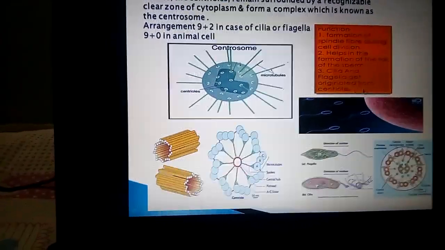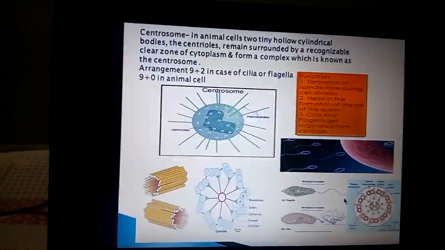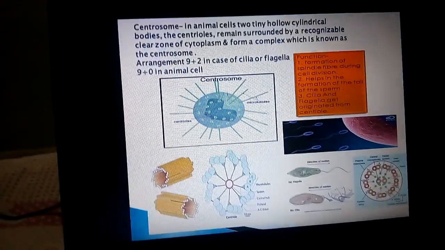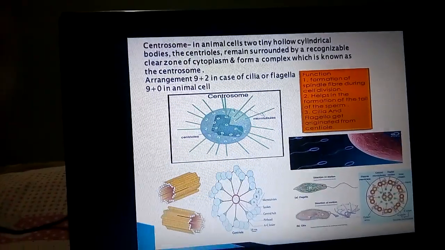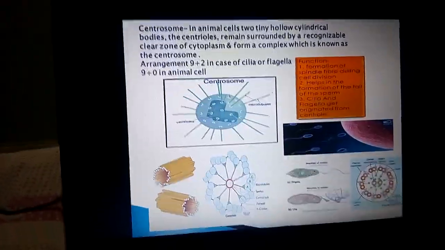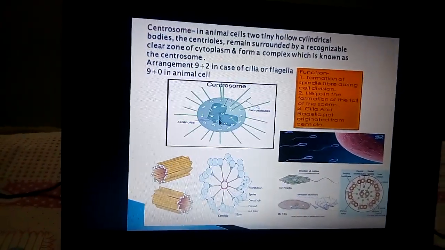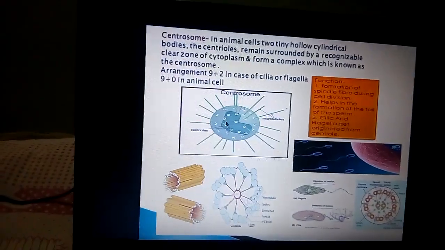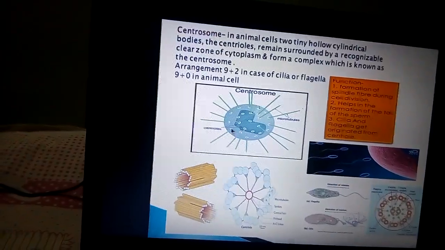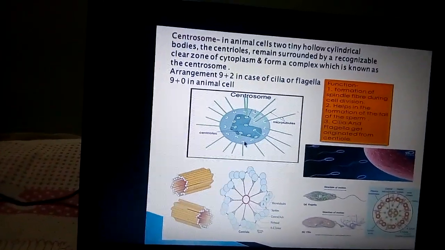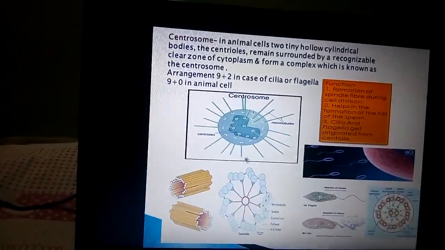Cilia and flagella get originated from the centriole portion. So that's all about it. So what do we know about the centriole? First of all, the centriole is part of the centrosome. In animal cell, 2 tiny hollow cylindrical bodies, known as centrioles, remain surrounded by a recognizable clear zone of cytoplasm known as the centrosphere, and form a complex known as the centrosome.